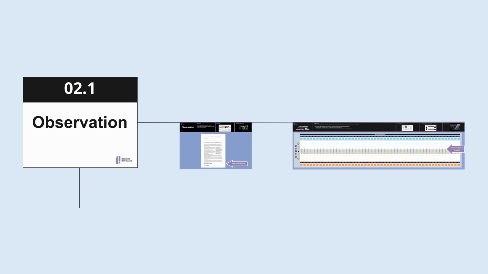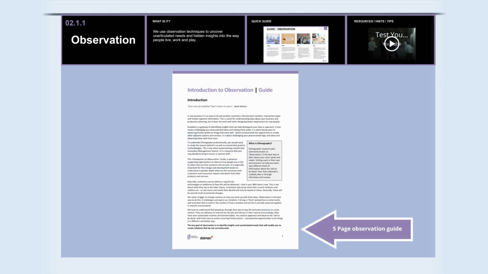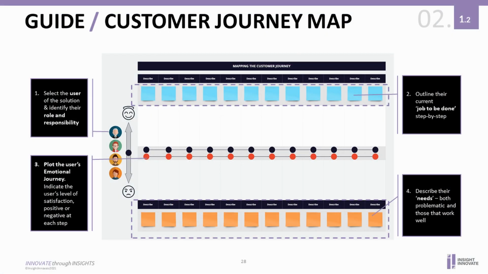In Channel 1, we start with observation. This allows us to observe the job to be done in its natural environment. The findings from this observation activity are captured and used to inform your customer journey map. This will allow you to start identifying patterns in what works well and what doesn't.